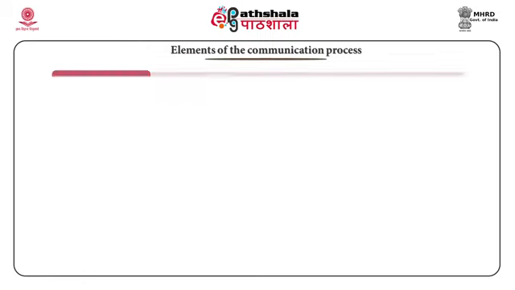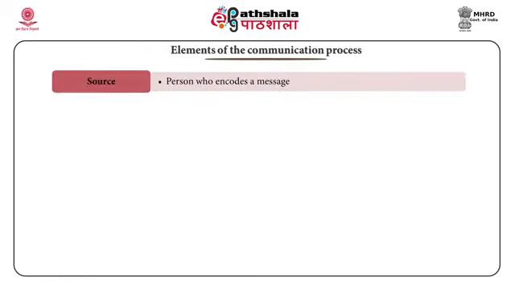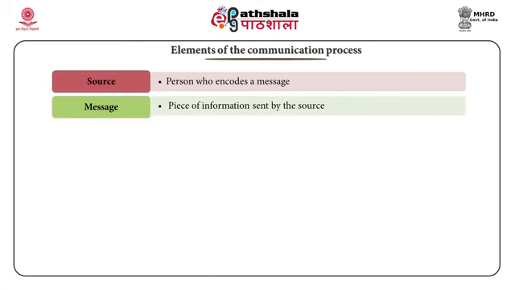The first one is the source. It is also known as information source. Source refers to a person who encodes a message. The communication process starts from the source. The second element is message. Message is a piece of information which is sent by the information source and received by the receiver.